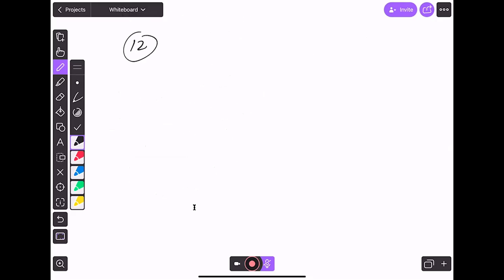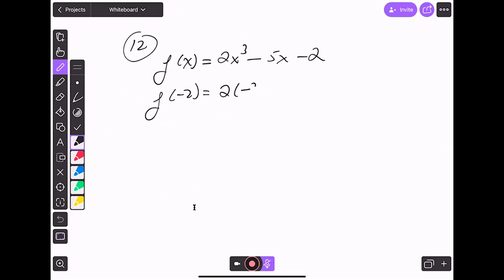And what's number 12? F of x equals 2x cubed minus 5x minus 2. And they want me to evaluate f at minus 2. I want to point out this is a polynomial, 3 terms, trinomial, degree 3. What do you get? 2 times minus 2 cubed, minus 5 times minus 2, minus 2.